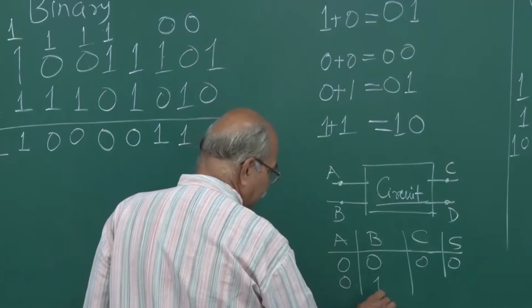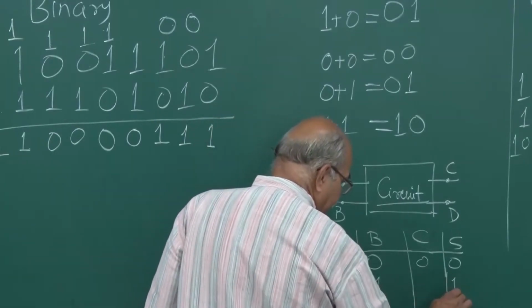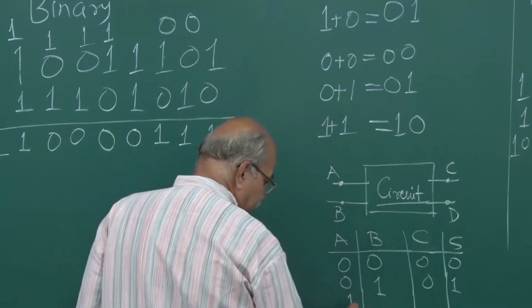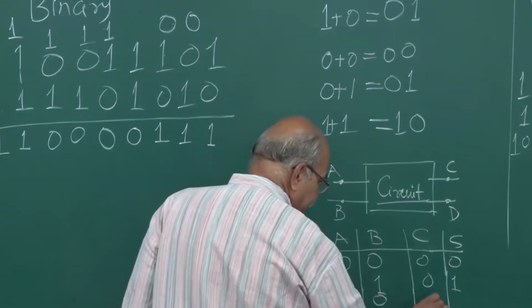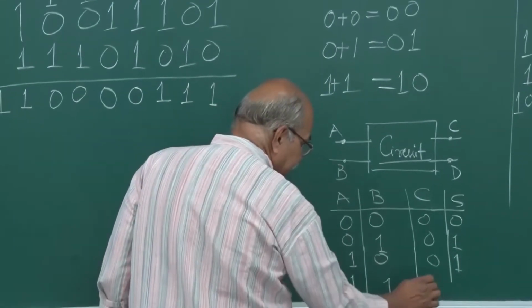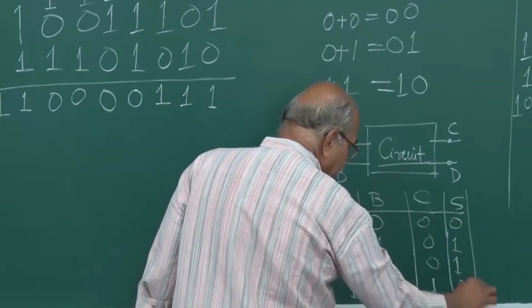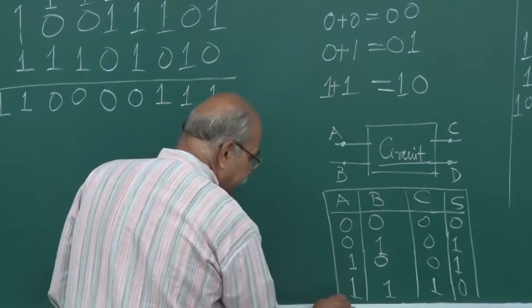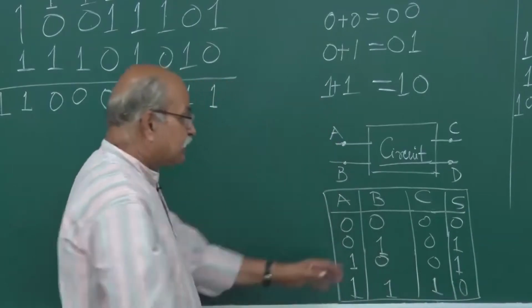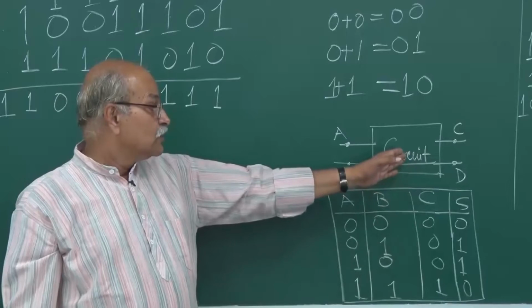If it is 0 1, then I should get sum as 1 and carry as 0. If this is 1 and this is 0, once again I should get the same thing, and if this is 1 and this is 1, then carry should be 1 and sum should be 0. So this is the input output, that is our requirement. My circuit should do this.